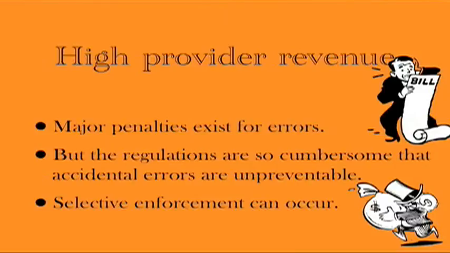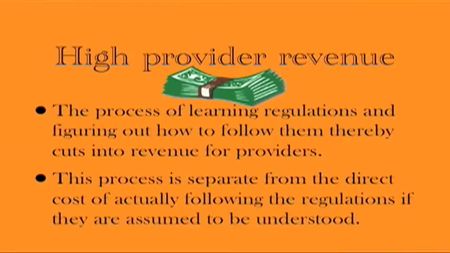A hospital full of cronies may get off with little or no penalty, whereas an independent hospital could face a substantial penalty or even risk being shut down. The process of learning regulations and figuring out how to follow them thereby cuts into revenue for providers. This process is separate from the direct cost of actually following the regulations if those regulations are assumed to be understood.